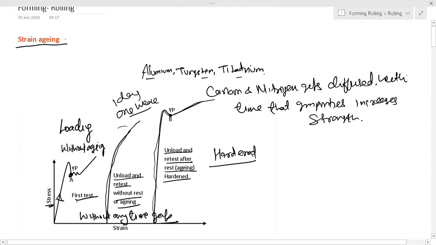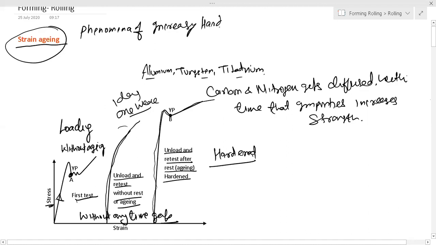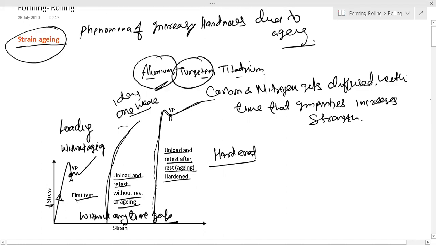So strain aging is the phenomenon of increasing hardness due to aging. Generally, this behavior is seen in aluminum, tungsten, titanium.